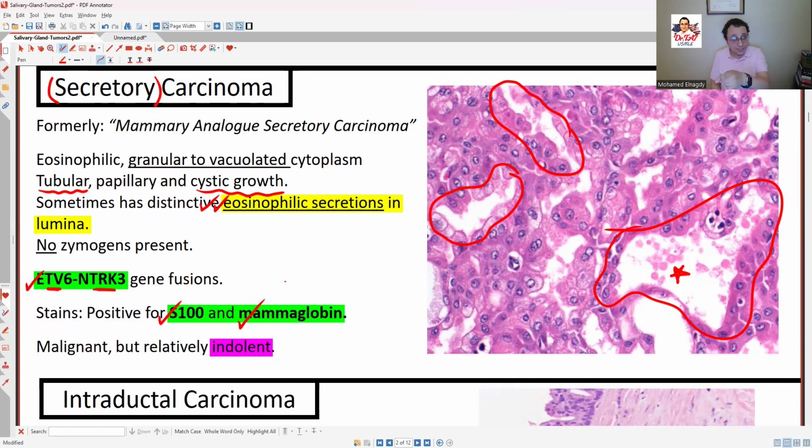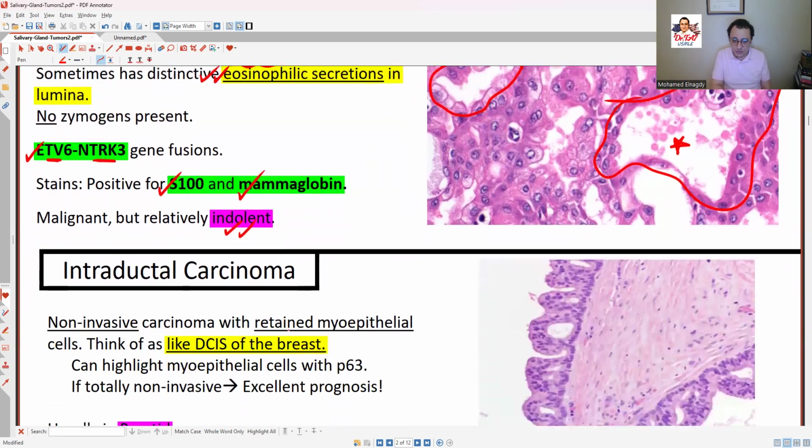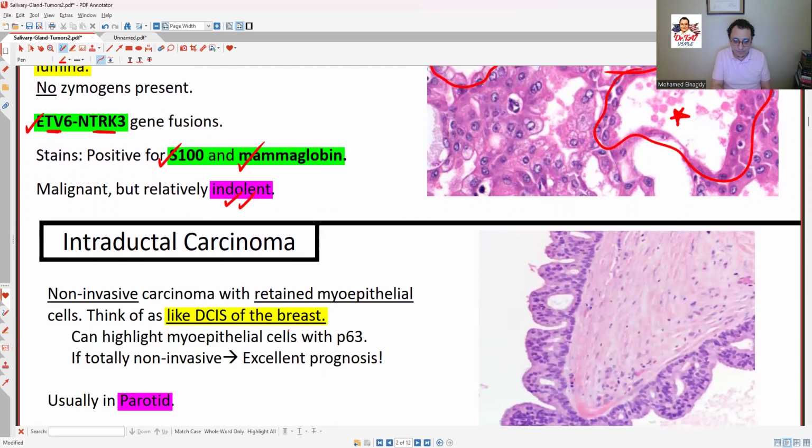Actually, you have the exact same carcinoma in the breast. There is secretory carcinoma of the breast, and it's also positive for S100 and hemoglobin, and has the exact same eosinophilic secretions in the lumen, by the way, if you want to associate. See, they are saying formerly it used to be called mammary analog secretory carcinoma. This is a carcinoma that's malignant, but it's very indolent, it's very benignish. Doesn't metastasize, so it's relatively benign.